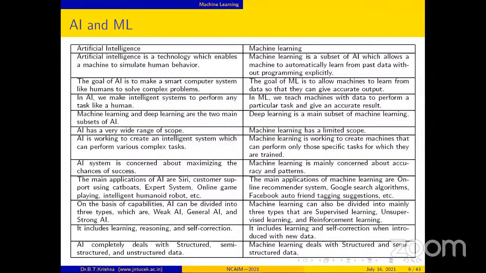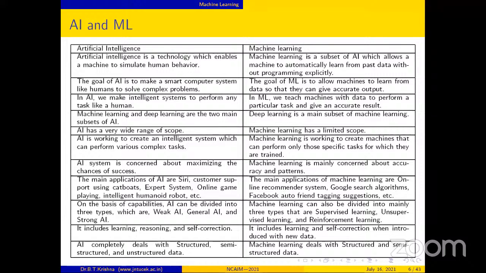In case of artificial intelligence, you will have two subsets: one is machine learning and the other is deep learning. Whereas in case of machine learning, we have only one subset, which is deep learning. At the same time, the main applications of artificial intelligence are Siri, customer support using chatbots, expert systems, online game playing, intelligent humanoid robots, etc. These are some of the applications of artificial intelligence.